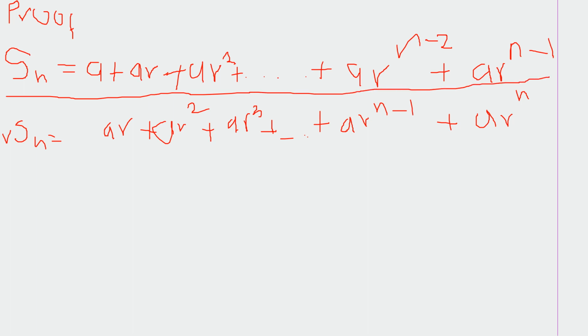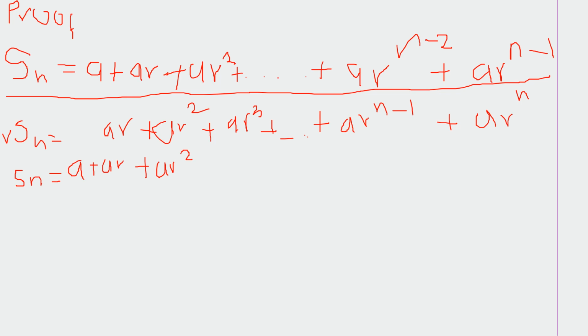We are just taking it and writing it down here. So it's going to be what? It's going to be Sn is equal to, the first term is how much? The first term is a. Then it's going to be plus ar. Then it's going to be plus ar squared.